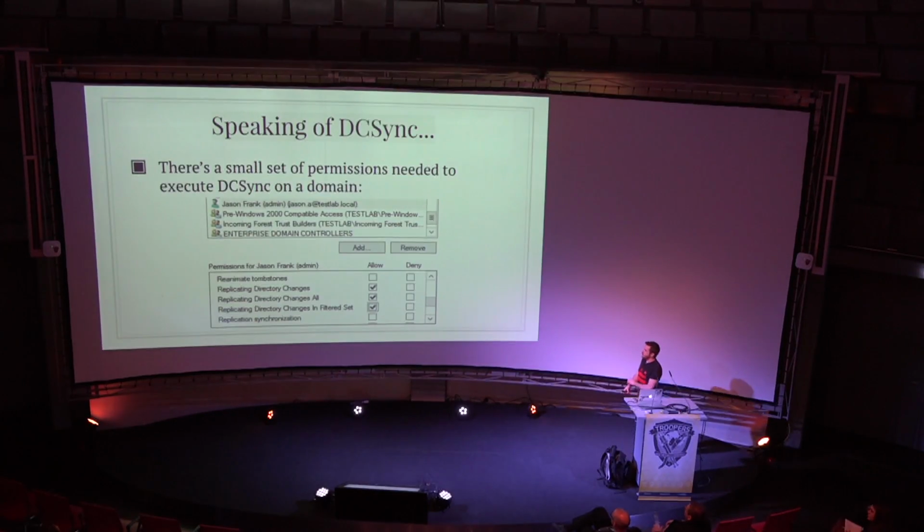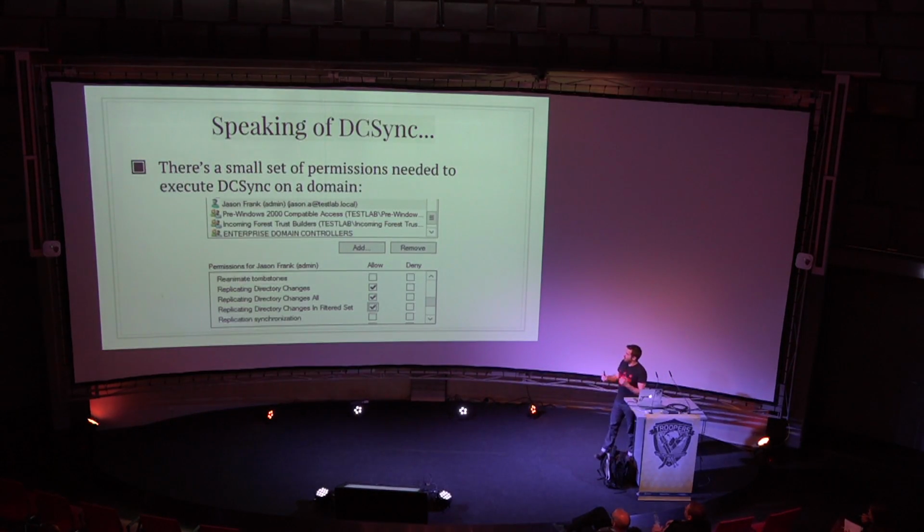Speaking of DCSync, there's a small set of permissions needed to execute DCSync on a domain. You don't have to be a Domain Admin. You just need a certain set of permissions to execute the DCSync replication functionality. It's just these three rights. I think the last one might not actually be needed, but it's at least the first two. These particular replicating directory changes rights allow domain controllers to replicate information between each other. In this example, I added Jason Frank to this with these three rights. So Jason Frank, an unprivileged user, has access to DCSync any password in the domain, even though, again, they don't show up in any kind of privileged group.